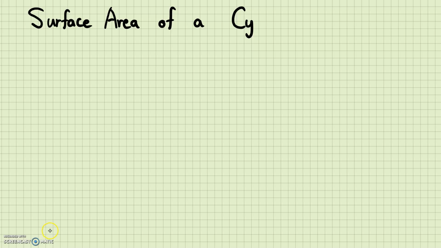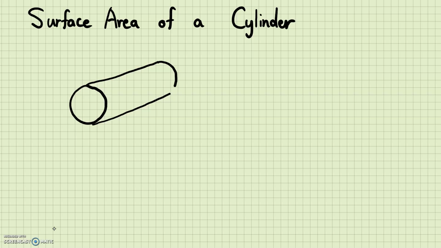Today I would like to explore finding the surface area of a cylinder. So just a reminder that a cylinder, I guess, has a pipe shape. It has circles at both ends, and then it's connected by this roll of rectangle.